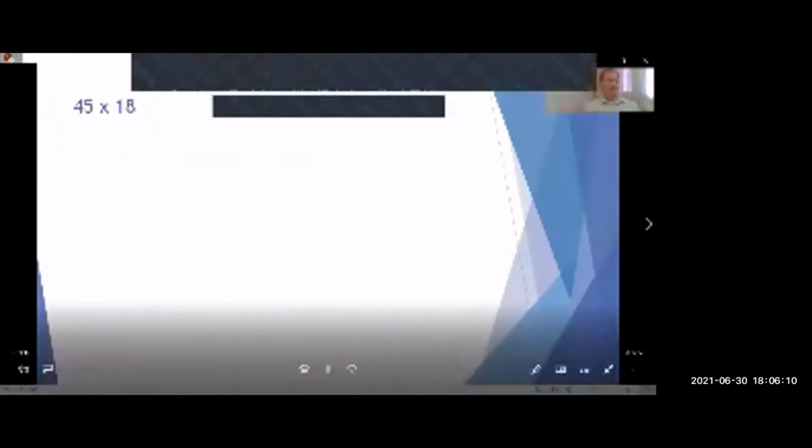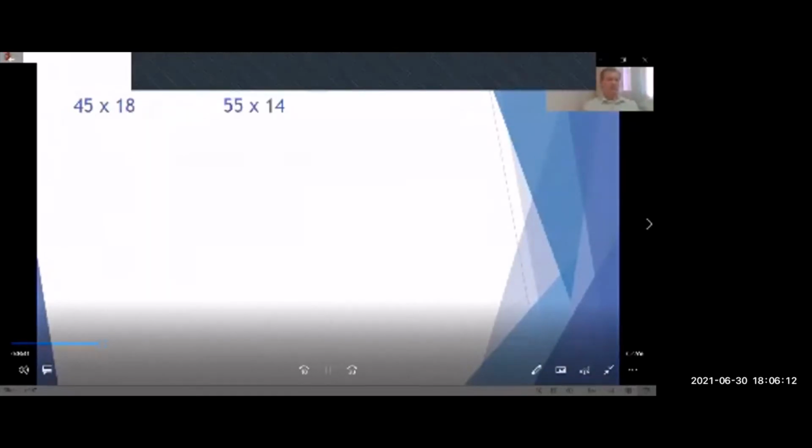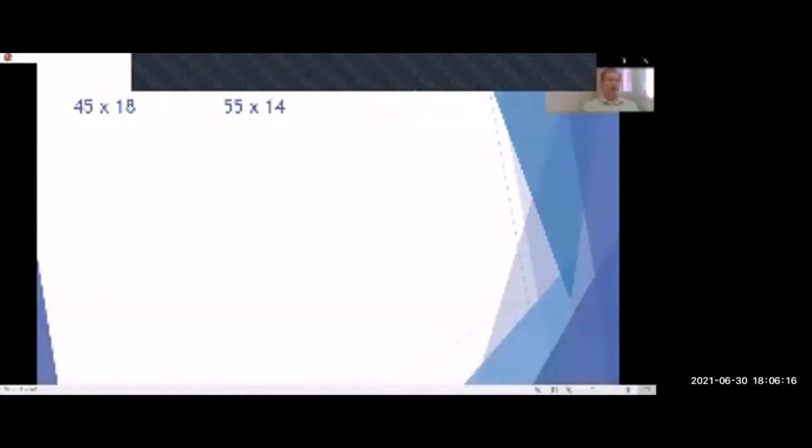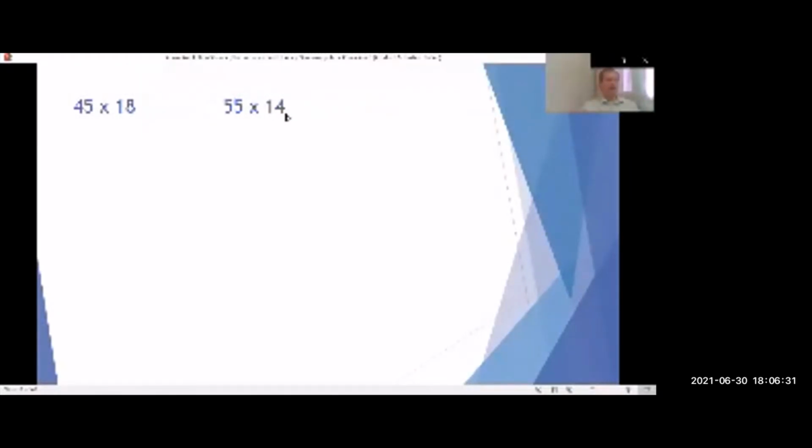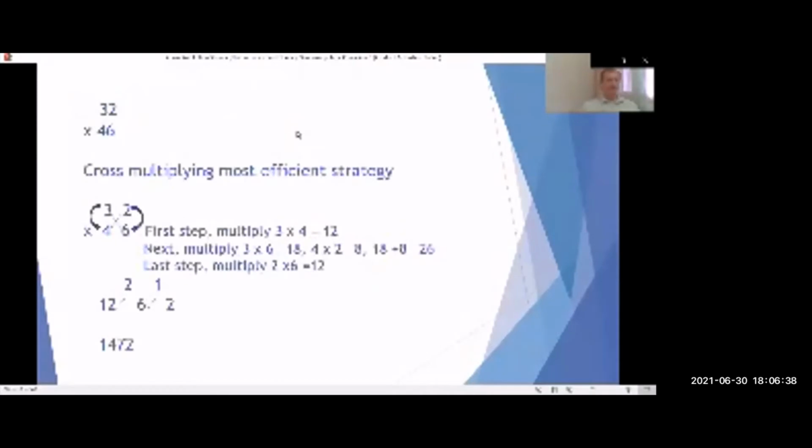In these two examples of the same sort of problem, in the first one, we can double 45, which is 90, and we can halve 18, which is 9. 90 times 9 is 810. In the second example, we double 55, which is 110. Half of 14 is 7. Then it's simply your 11 times table. 7 times 11 is 77, but they're 10s, so it's going to be 770.